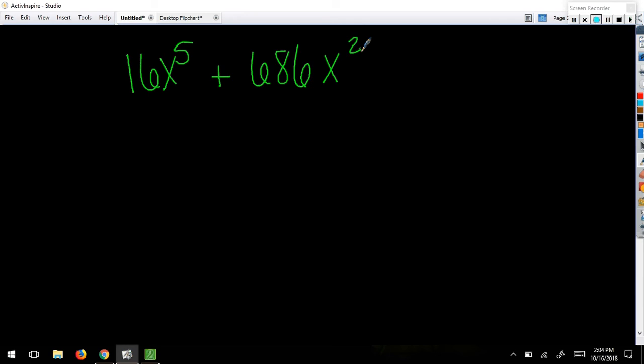Here, I don't see a pattern right off. Do you see why? Because I've got a 5 and a 2, right? Those are not squares and they're not cubes. Are you trying to find a GCF? Which is the first thing you do? Did you find it? 2?